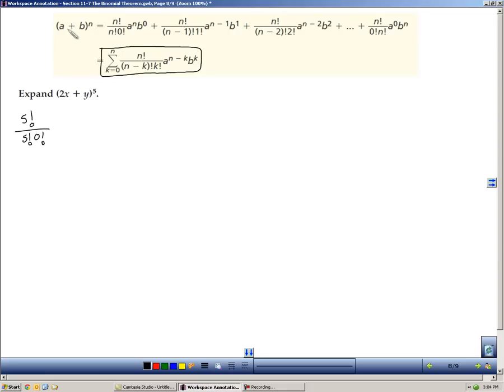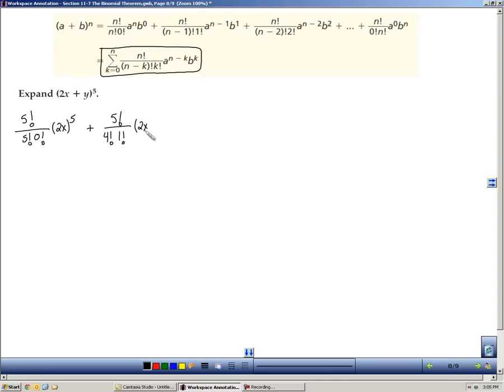Now I'm not using a in this case. My a is a 2x. So I'm going to take 2x to the 5th power, and I'm going to take y to the k power, which is 0, so I'm not going to write that down. So this is my first term. So my next term again has n factorial over n minus k. K is now a 1, so this will be a 4 factorial times k factorial, which is 1 factorial.